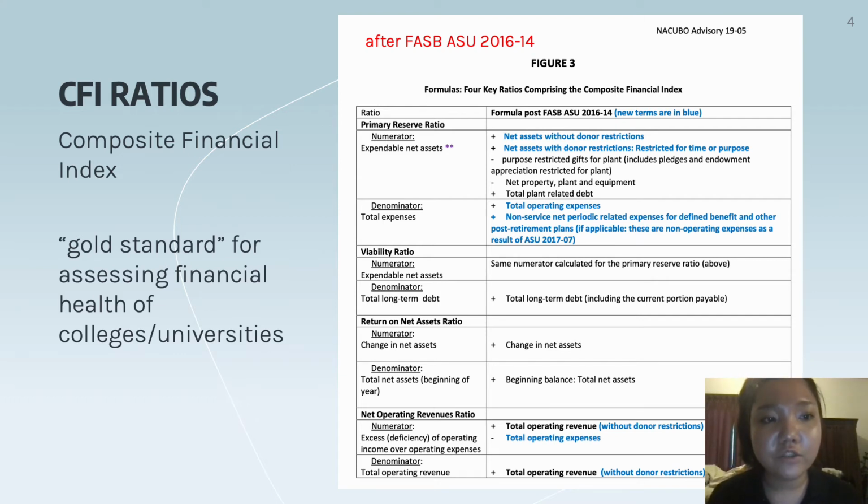The CFI ratios are typically what we use to assess the financial health of colleges and universities. It's called the gold standard by NACUBO. So it's a really good thing to remember when we are doing accounting for these universities and colleges.